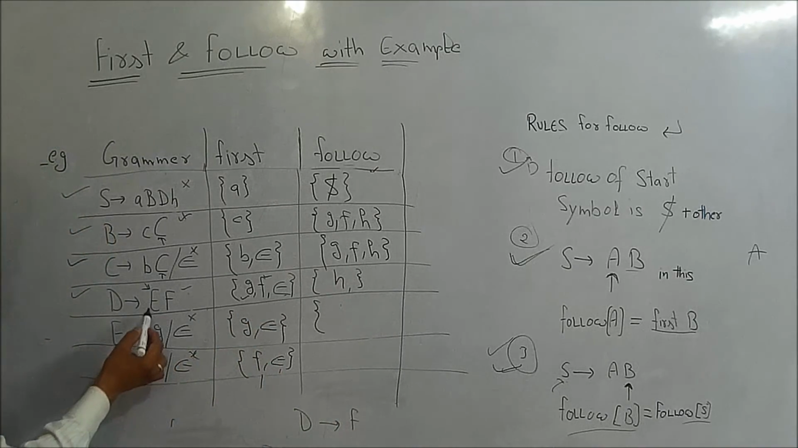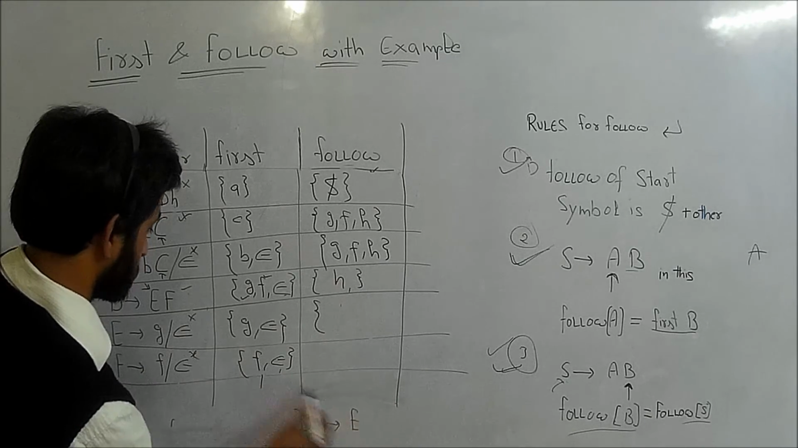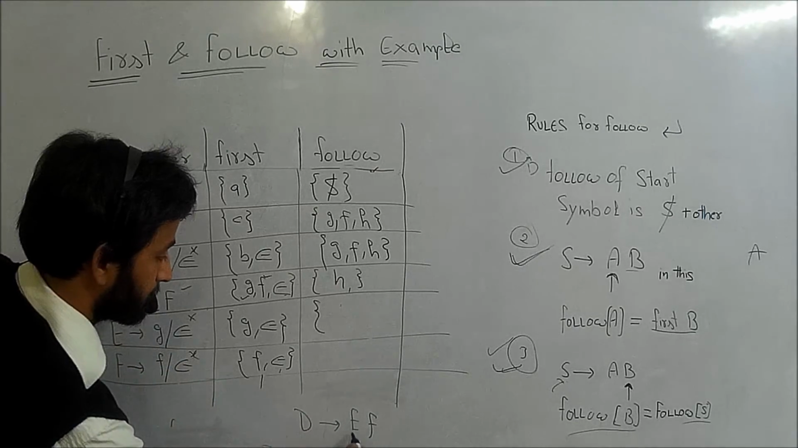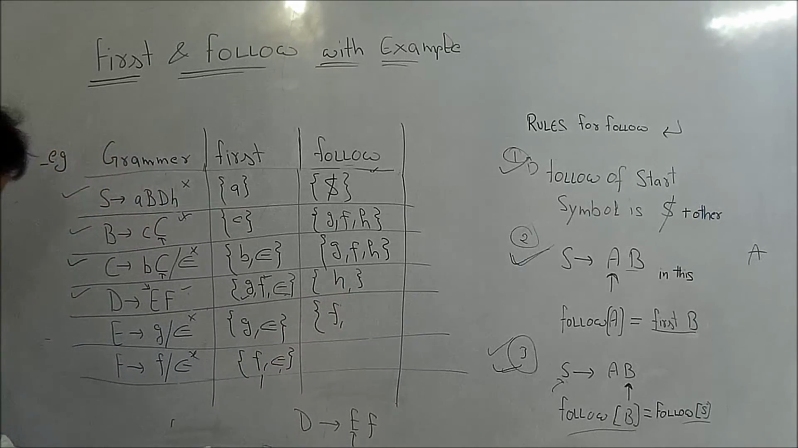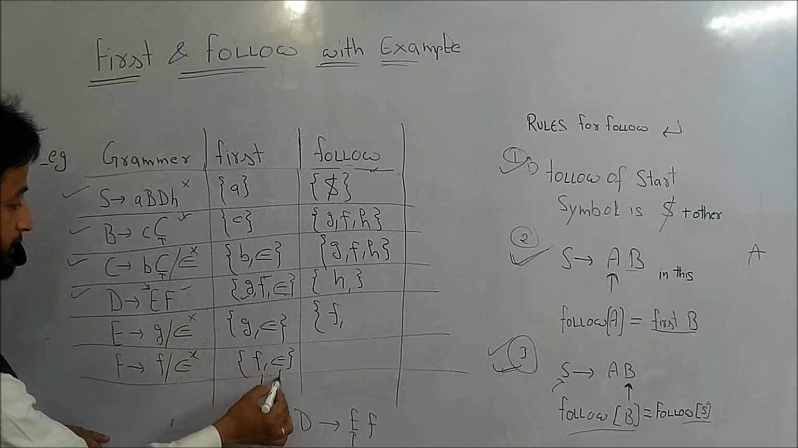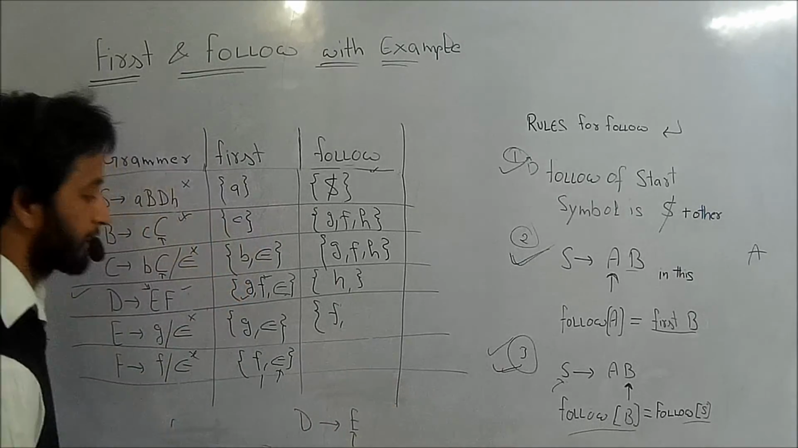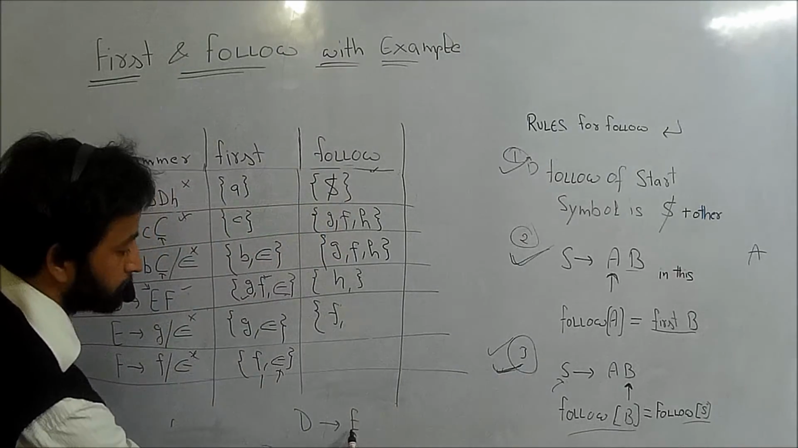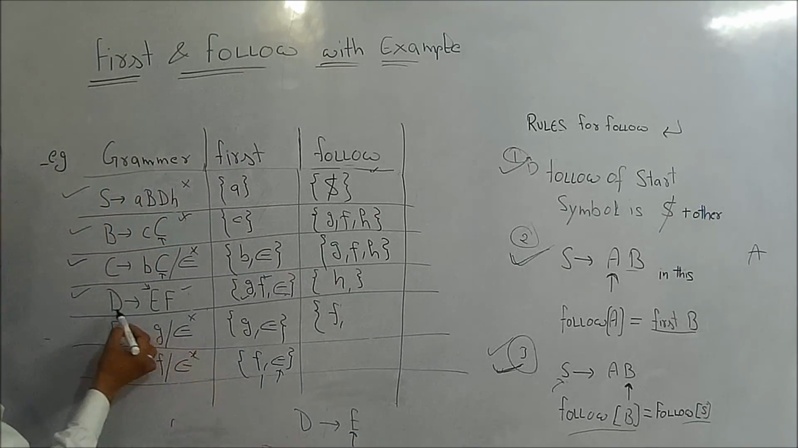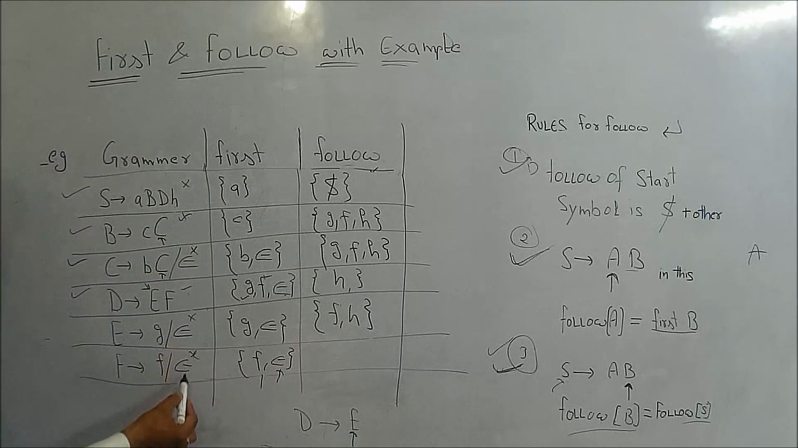Here I will put the first of F. When I put F, then the follow of E becomes F. And when I put the value of F as epsilon naught, then this B derives epsilon naught, following this rule. So by following this third rule, the follow of E will be the follow of D, and the follow of D is H. Okay, so it's done, and there is no other E in the right hand side.